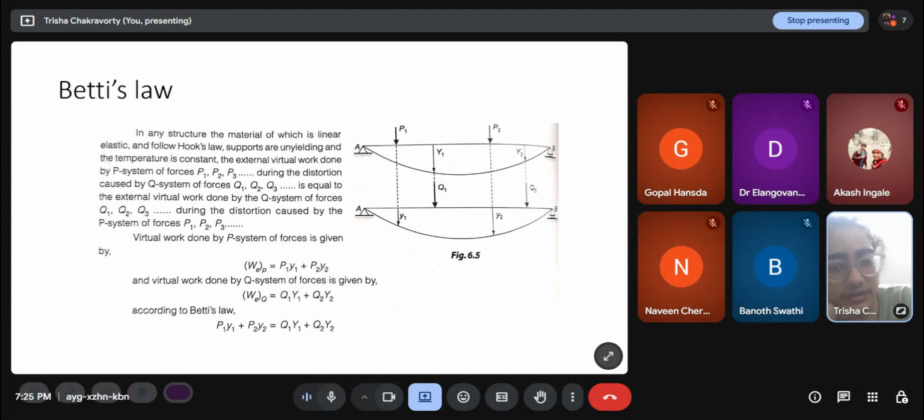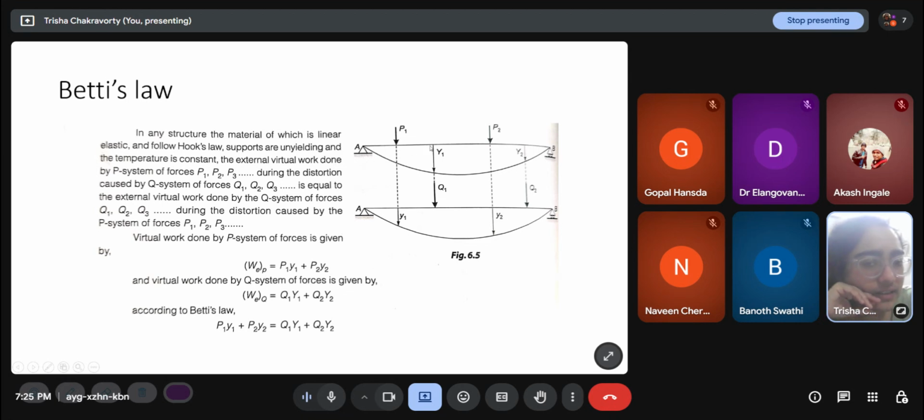So here basically we define two force systems. This is just a simple beam. Suppose this is the P system of forces. There are 2 point loads here and here, and this is the Q system of forces. There are 2 point loads here and here, and I have the corresponding deflection profiles in both the cases.